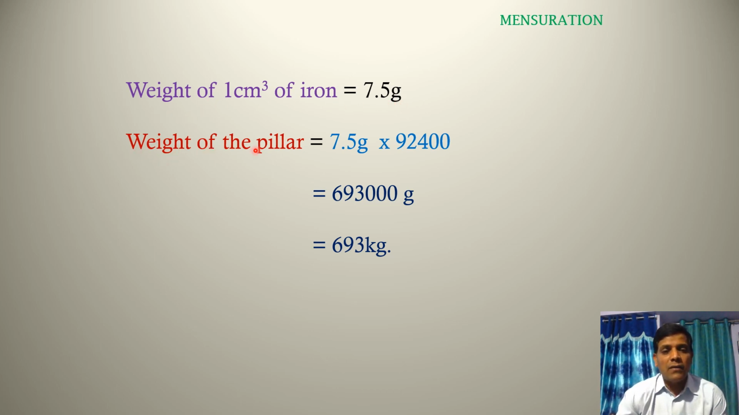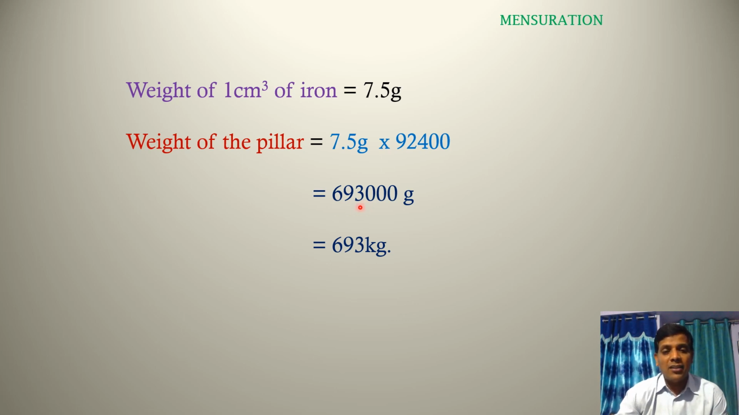So weight of the pillar equals 7.5 grams into, what is the volume of the pillar, both cylindrical part and conical part? 92,400 centimeter cube. So 7.5 grams into 92,400, we get 6 lakhs 93,000 grams. So 1 kg is equal to 1000 grams.